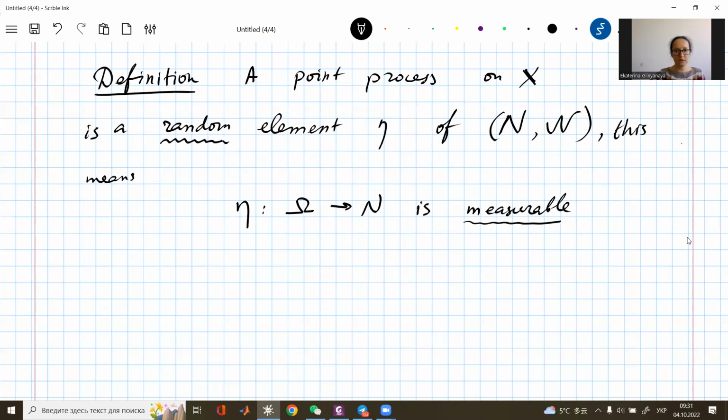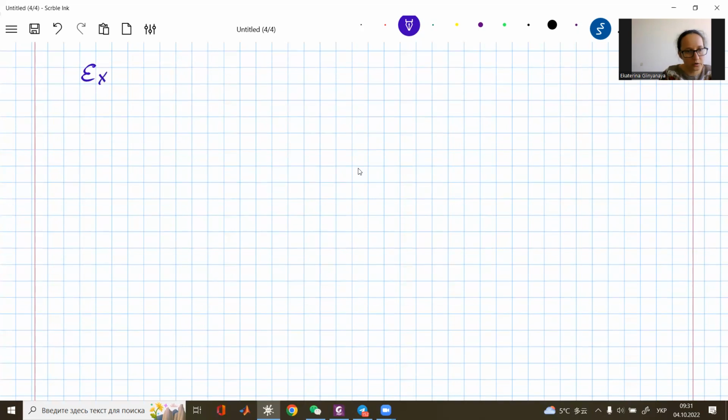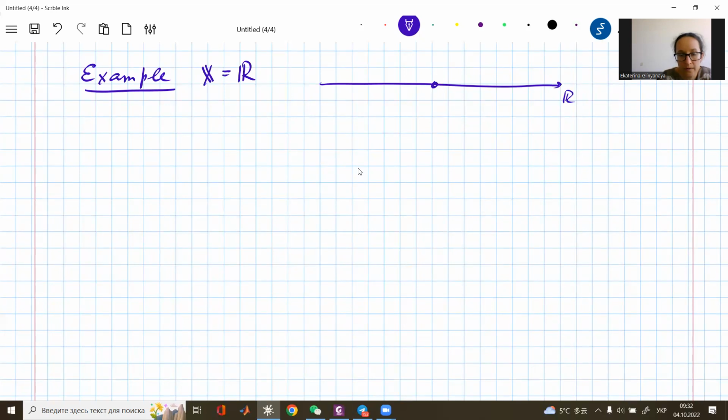Okay, if we have this definition, let us consider an example. Of course, the first example that we want to have, the most simple one, is the following. Our space X is just R, and if I have a random point on R, so I have just a random variable. Let X be a random variable.